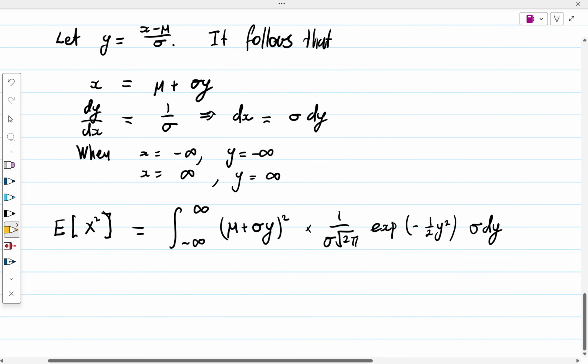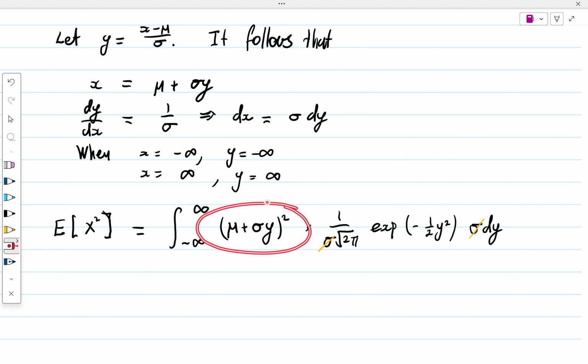From here, the first thing I'll notice is that the sigma and the sigma here cancel out. And then the next logical step might be to expand the expression here, or the polynomial expression.